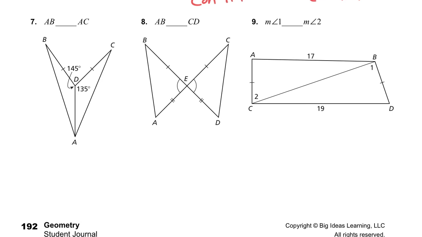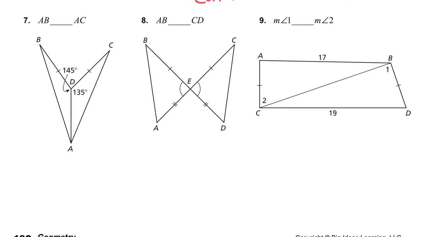All right, let's look at number 7, 8, and 9. A little bit more stuff going on here. We have some extra stuff. Whenever you see a side that's shared, that is your reflexive property. So I'm going to put a little congruence mark in here just because in triangles ABD and ADC, they both have AD in common.